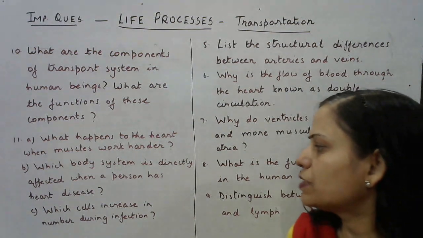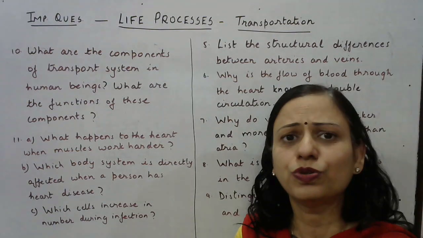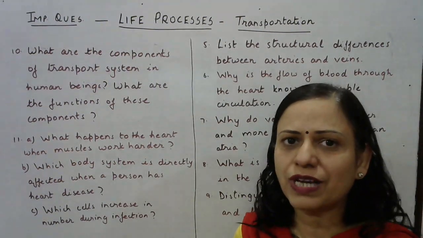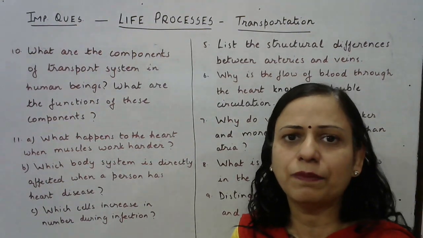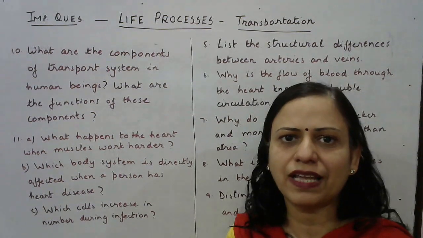And the last part is, which cells increase in number during infection? This I expect you to know the answer. But still, for the sake of those who don't know the answer, I'll just be telling you that they are the WBCs because they are the soldiers of a body and they help the body in fighting infections.